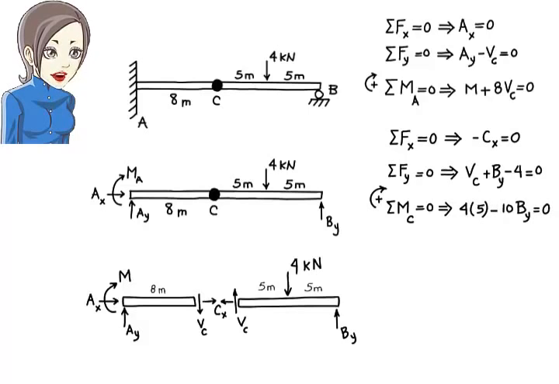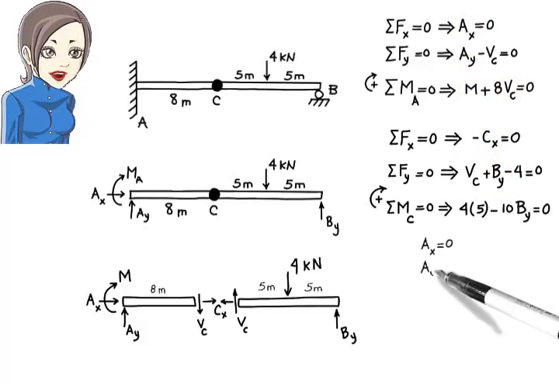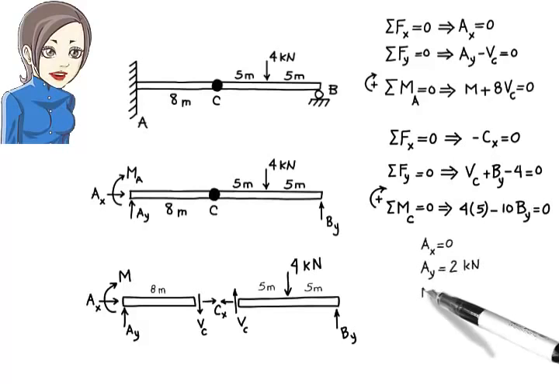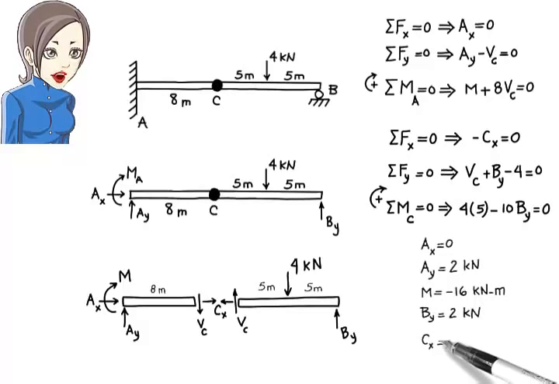Therefore, we have a total of 6 equations and 6 unknowns. The unknowns are AX, AY, M, VC, CX, and BY. Solving the equations for the unknowns, we get AX equals 0, AY equals 2, M equals -16, BY equals 2, CX equals 0, VC equals 2.